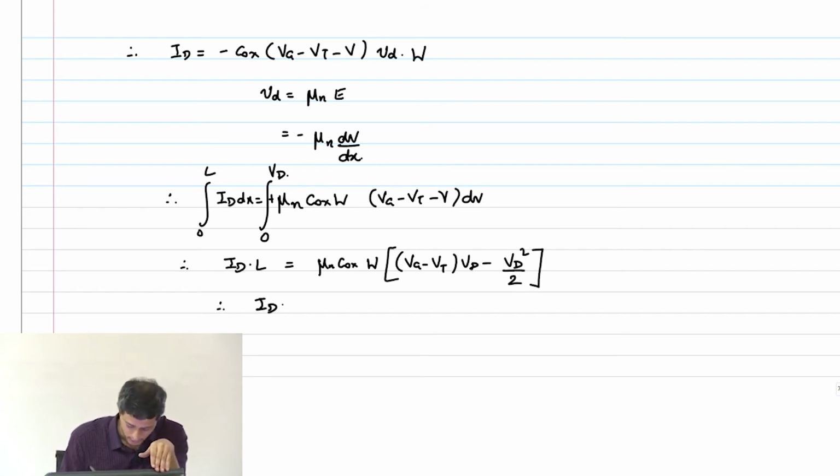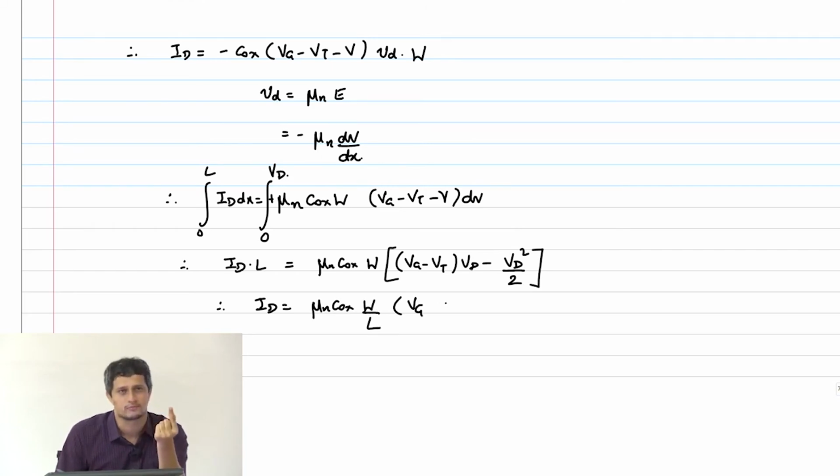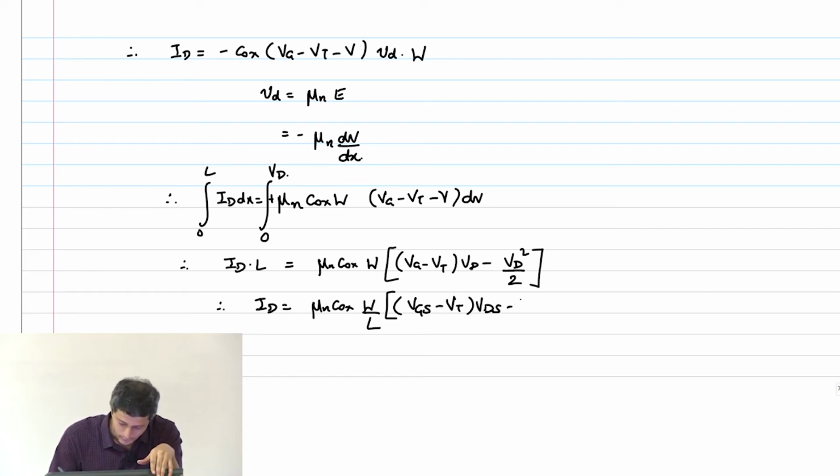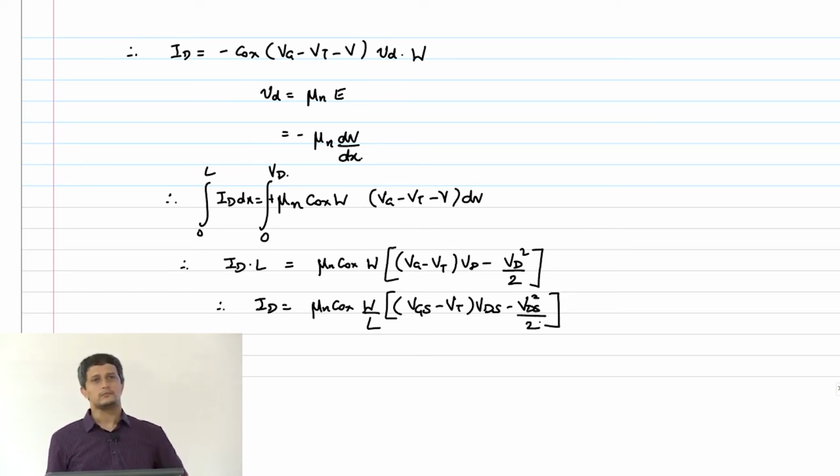Therefore, the drain current is mu n Cox W by L into, I will now reference it to the source. I said that the source was grounded, so it is just Vg, Vd. I will make it more general: Vgs minus Vt into Vds minus Vds squared by 2. Clear? Any questions here?